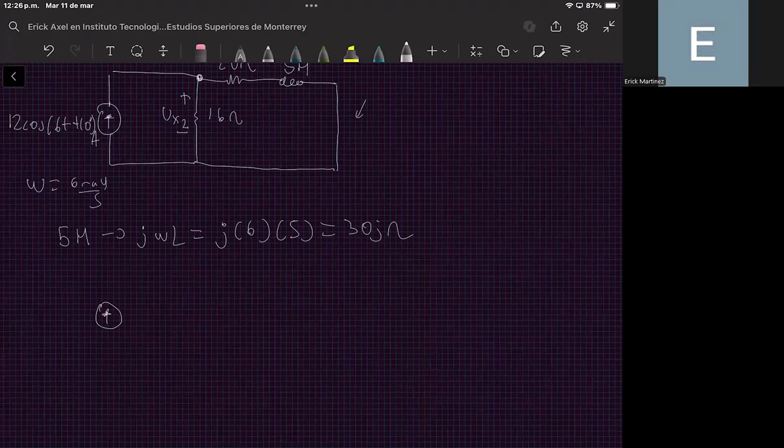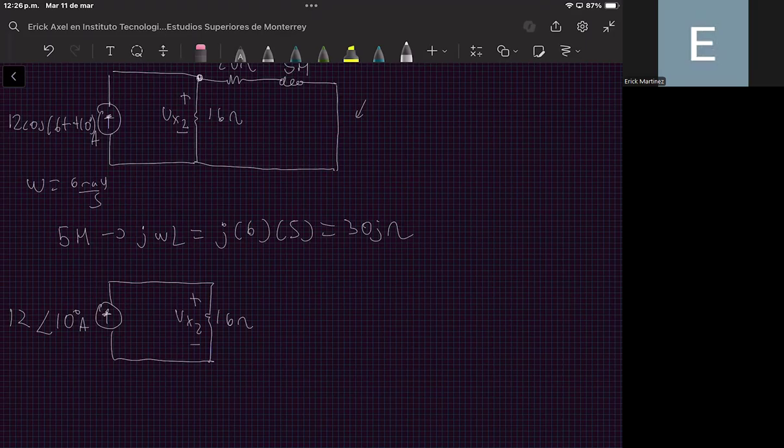It is already in cosine form, so we only need to take the amplitude and the phase angle to express it as a phasor. And now we have this voltage of the 16 ohm resistor that I label as Vx2. And we have here 20 ohms. We have here the impedance of the inductor, that is 30j ohms.